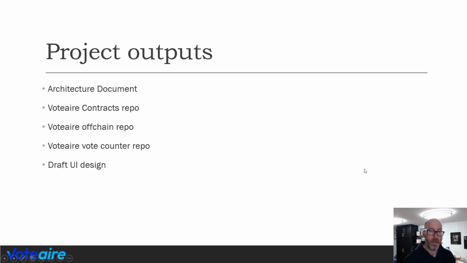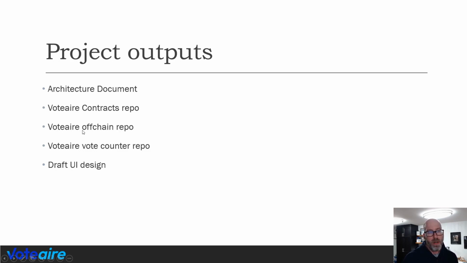So project outputs, I'll walk through those now. We have an architecture document which really describes in more detail what I just discussed. The Voteaire contracts repo, which has the validator script which validates the oracles, taking a data request, moving it into a data result, as well as the escrow contract itself.